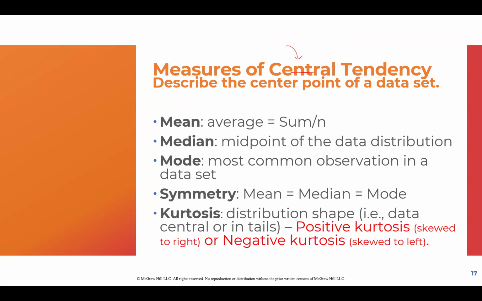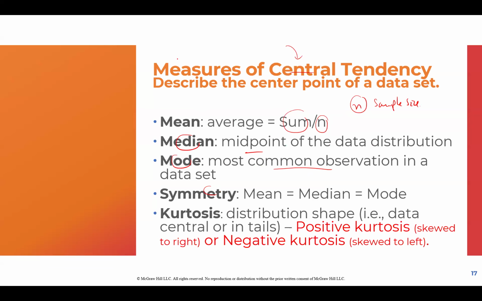The mean is the sum of the values divided by the number of values. N is the sample size. You must have studied this in other courses too. Median is the midpoint of all those values. Mode is the most frequently occurring number in the observations. Symmetry: in a perfectly normal distribution, the mean is equal to the mode and equal to the median.